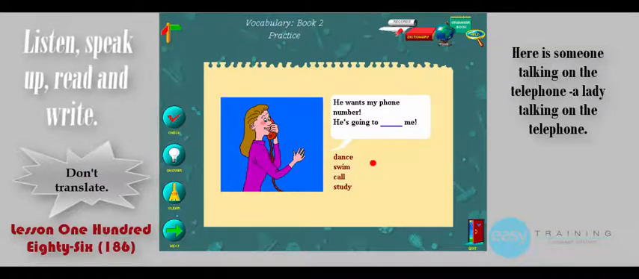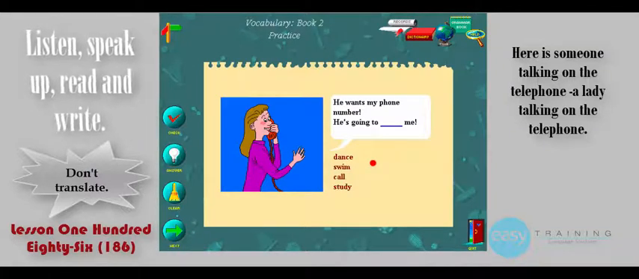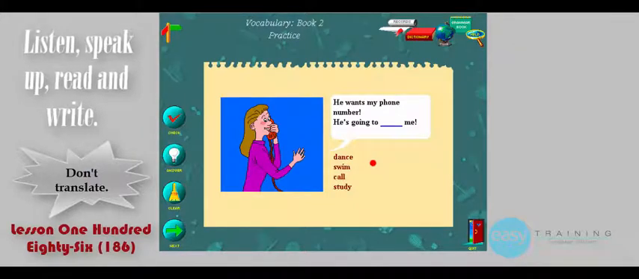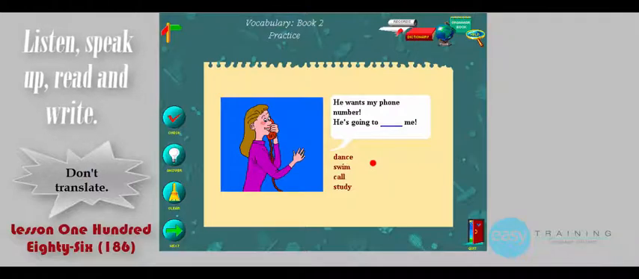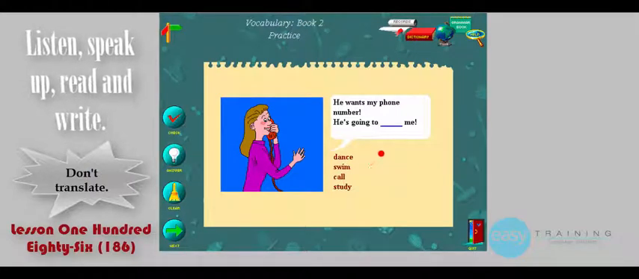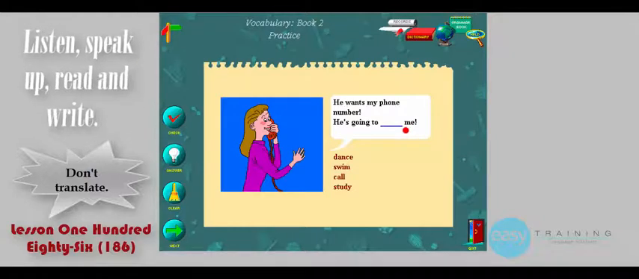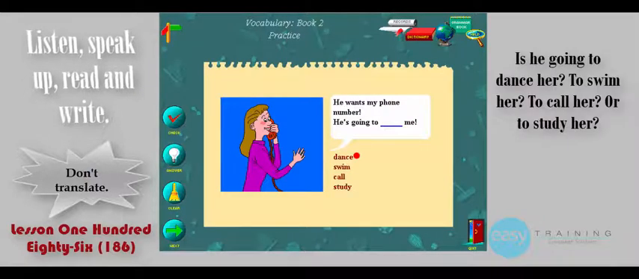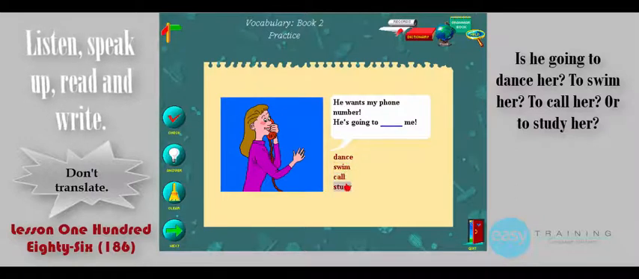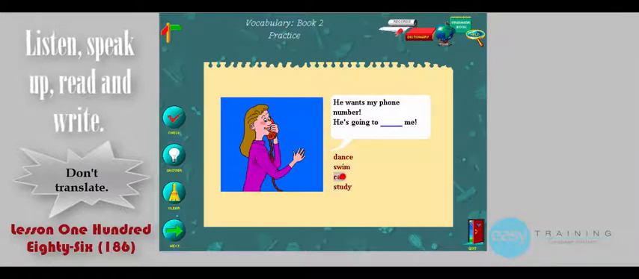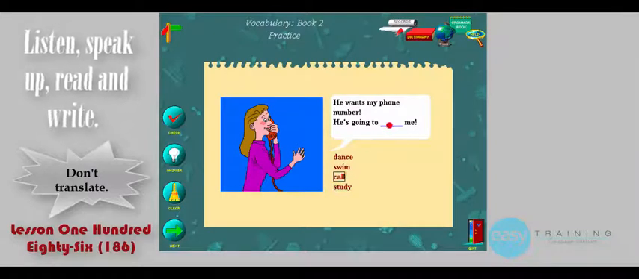Here is someone talking on the telephone, a lady talking on the telephone. And she says, he wants my telephone number. He wants my phone number. He is going to blank me. Is he going to dance her, to swim her, to call her, or to study her? This is the right word. He is going to call her.